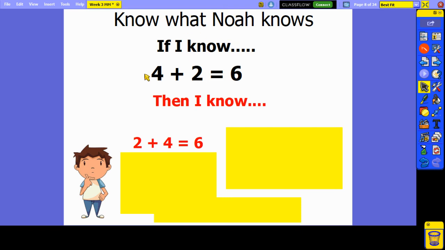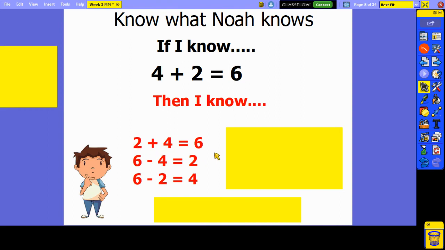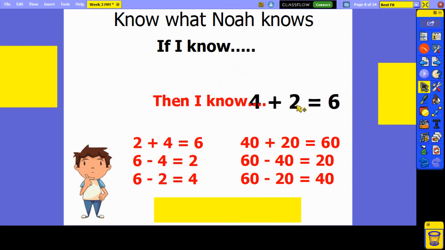Okay, if I know 4 plus 2 equals 6, then for sure I know 2 plus 4 equals 6, and 6 subtract 4 equals 2, 6 subtract 2 equals 4. That's what we used to focus on in year one. Now you also know our multiples of 10 can be related. If I know 4 plus 2 equals 6, then I also know 40 plus 20 equals 60, and 60 subtract 40 equals 20, 60 subtract 20 equals 40.